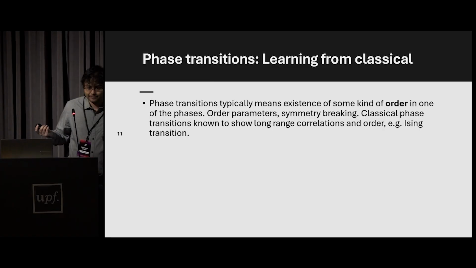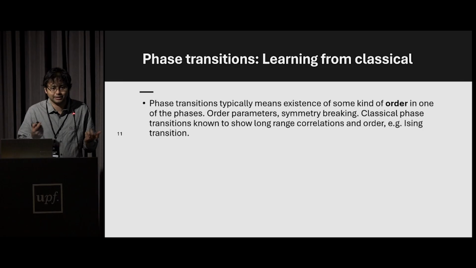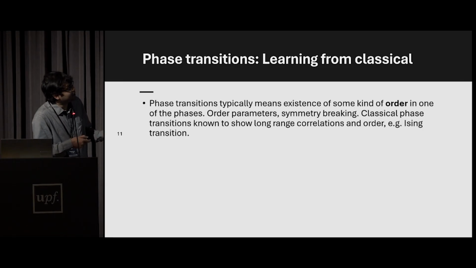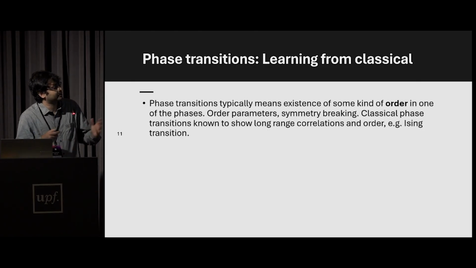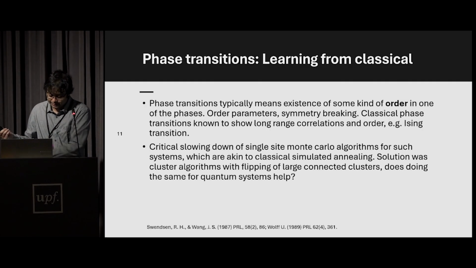So how can we mitigate this? We can learn from classical a bit. Classical people have also found similar things like critical slowing down. Phase transitions typically mean the existence of some kind of order in the phases, so there are order parameters, symmetry breaking, and so on. Classical phase transitions are known to show long-range correlations and order, for example the Ising transition. You have similar things in quantum phase transitions as well.